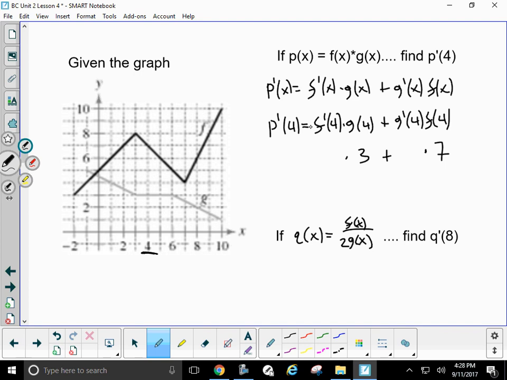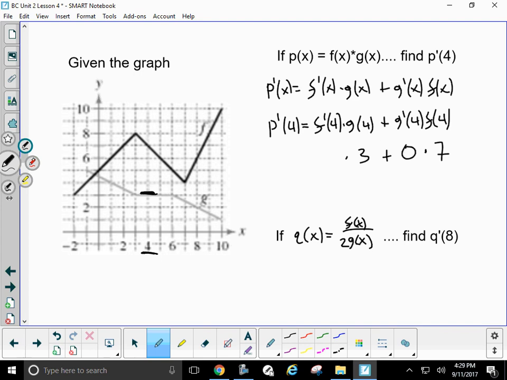Remember, this is the slope of the tangent to the function at this location. If I look at g right at 4, I can see the slope of the tangent. Because this is a line segment, it can be calculated. Very obvious what g prime of 4 is. It's 0.